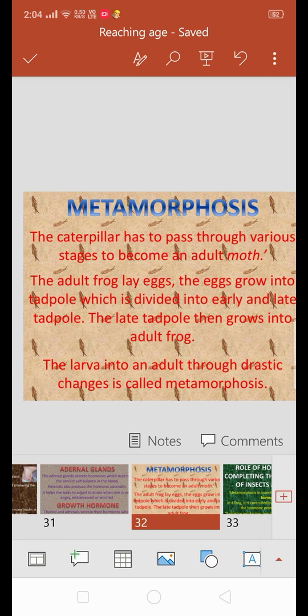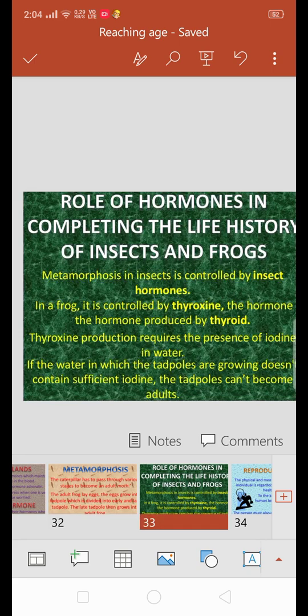Metamorphosis. We have already discussed metamorphosis in the last chapter. It is also controlled by hormone secretion. As in the case of the silk moth, the caterpillar has to pass through various stages to become the adult moth, and similarly the frog tadpole passes through various stages to become the frog. In insects also there are many changes in the metamorphosis stage, and these changes also require hormones. The metamorphosis in insects is controlled by hormones. In frogs it is controlled by the thyroxine hormone. Thyroxine production requires the presence of iodine, which is sufficient in the water where the tadpoles grow.